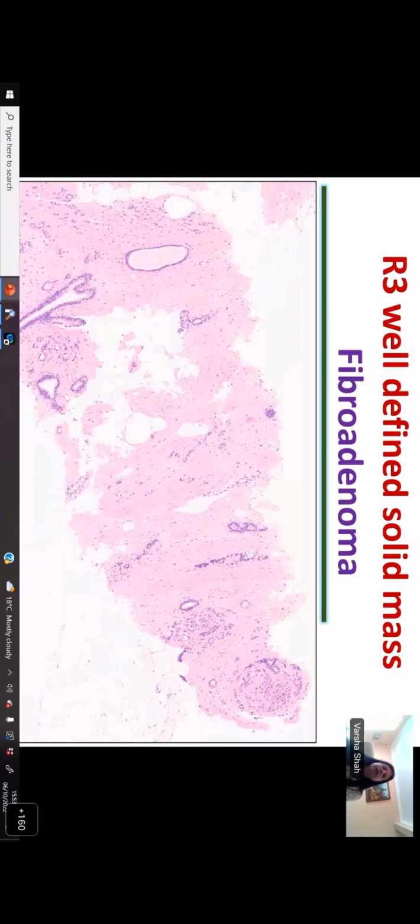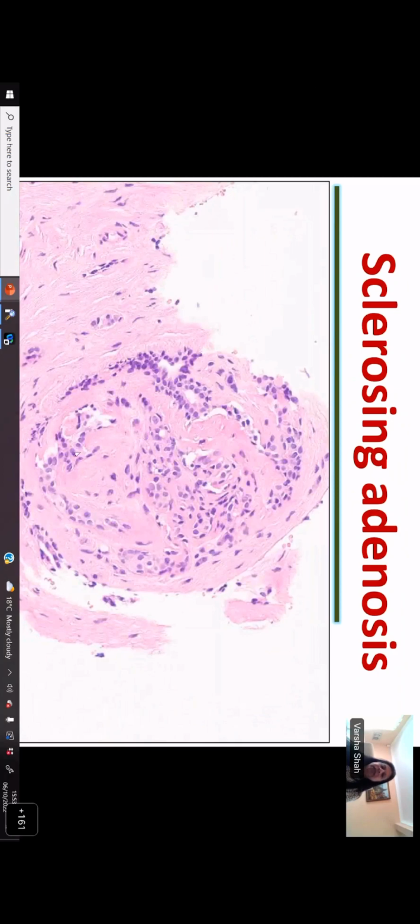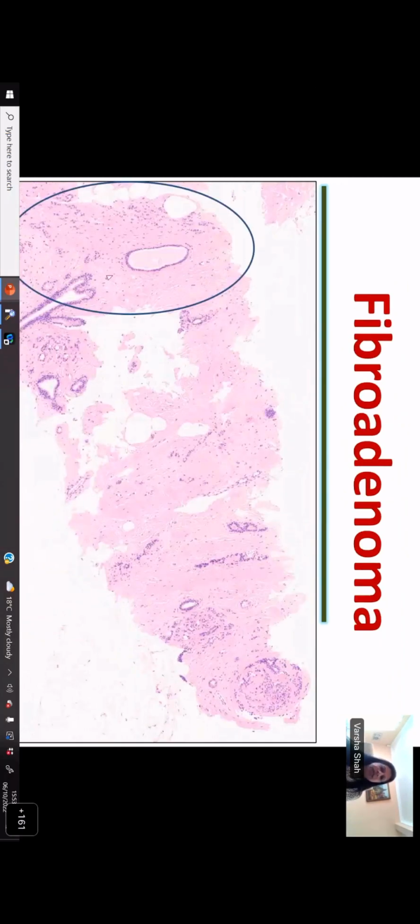Second case, another R3 well-defined solid mass. And here was the interface, there's fatty tissue here, which has just fallen off. So it looks like a fibroadenoma again. And then there is something going on here, which I will show you. Again, it looks like a nodule of sclerosing adenosis, lobulocentric proliferation. But in the same core biopsy, so we know this is sclerosing adenosis, there's something going on here. So let's look at that area.